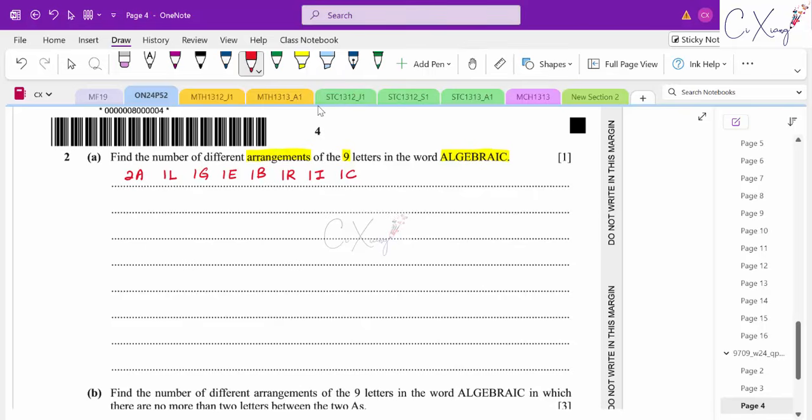Okay. So we have 9 letters here. To arrange 9 letters, I will need 9 factorial. But from these 9 letters, there are 2 identical letter A, right? So you have to divide it by 2 factorial. This is for the 2 A's. Therefore, when you simplify this expression, your answer should be 181440.